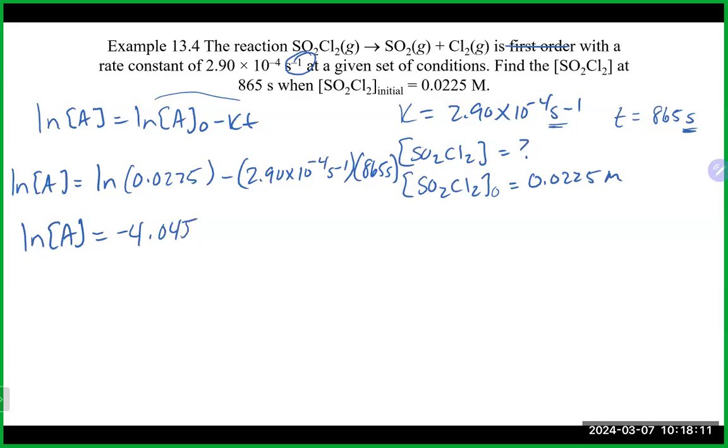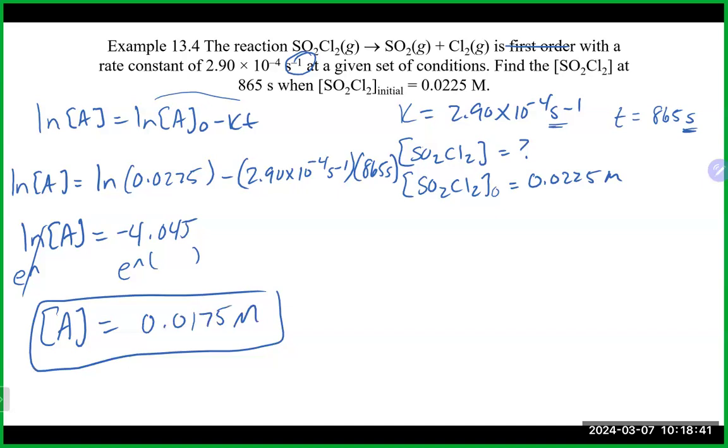At this point, we need to solve for A. To get rid of the natural log, we take e to each side. When I do that, those go away and we have A. Popping that in, we get 0.0175, and this would be molar as it is a concentration. Questions on that one?